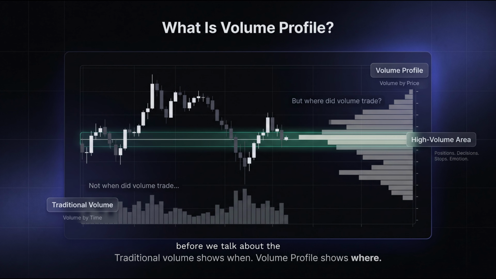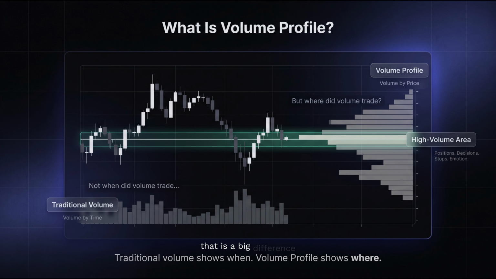Before we talk about the indicator, you need to understand volume profile. Most traders are used to normal volume bars at the bottom of the chart. That tells you how much volume traded during a certain candle or time period. But volume profile asks a different question. It does not ask how much volume traded at 10 o'clock. It asks how much volume traded at this price.